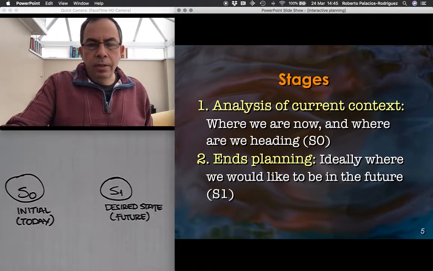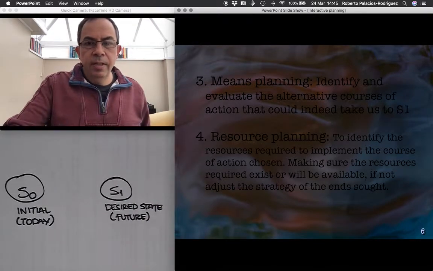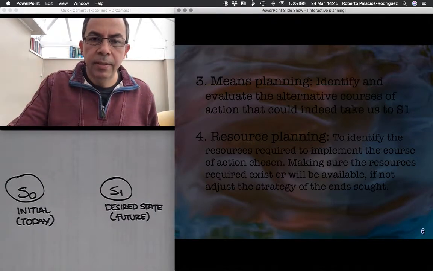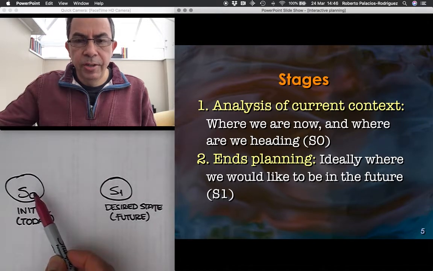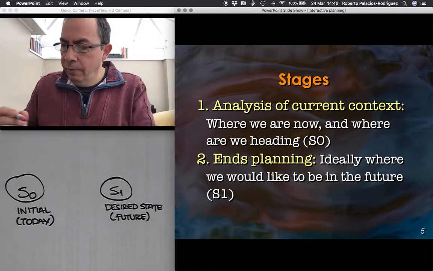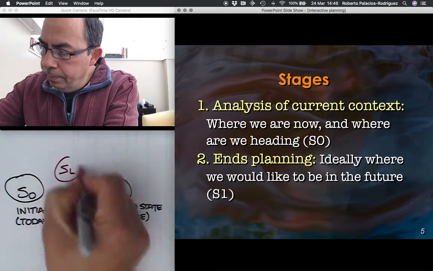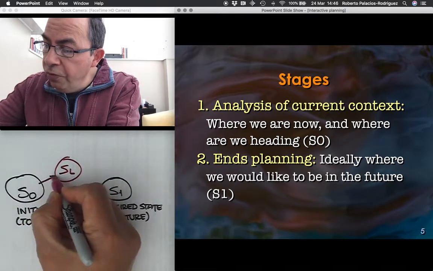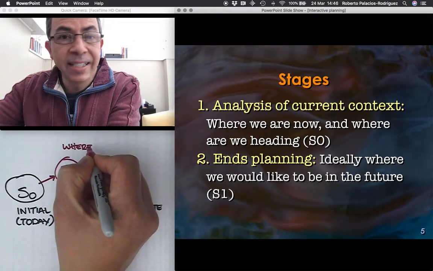That's why it is called the S1 state. The next two stages, if you realize, let me go back a little bit, as part of the initial stage, you try to determine what we call the logical future. So let me call it SL. This logical future state is where will you be if things stay as they are.